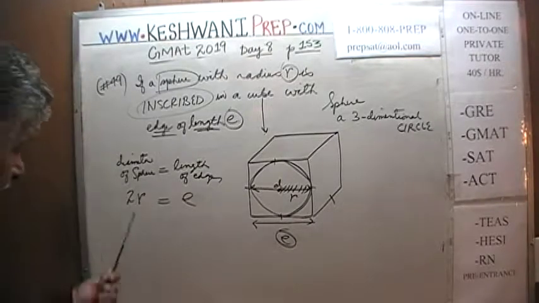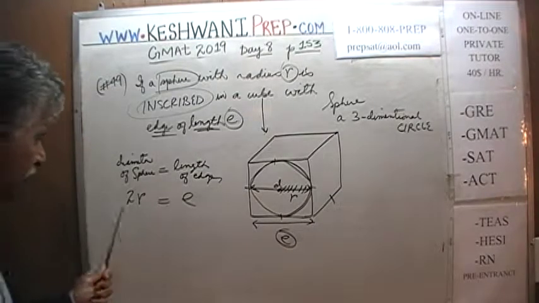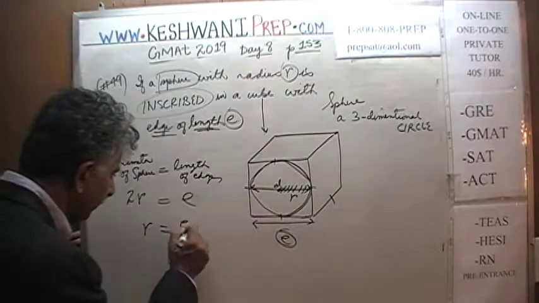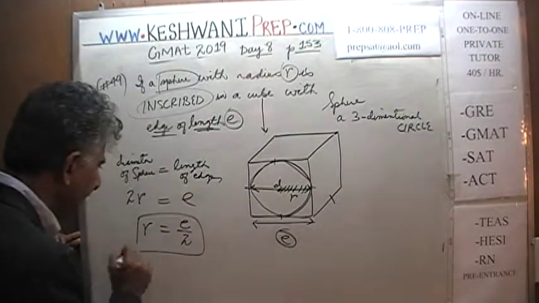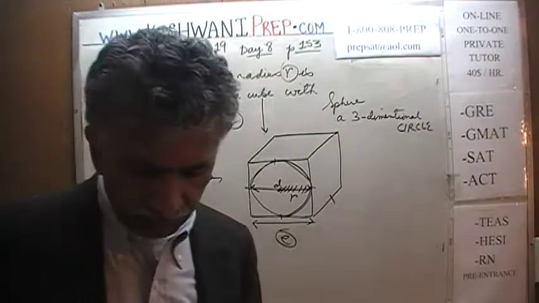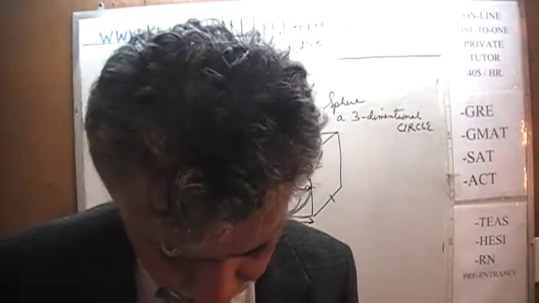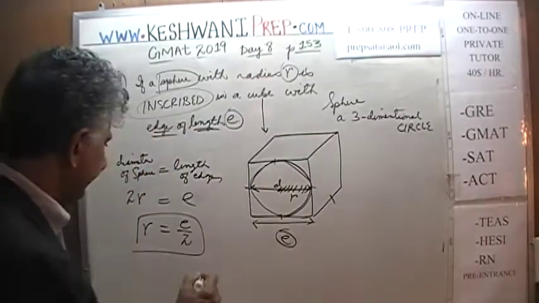That's it. We're done. Let's solve for R. How do we solve for R? Divide both sides by 2. R equals E over 2. And that's all it is. That's all the fuss about that part. The answer would be A.